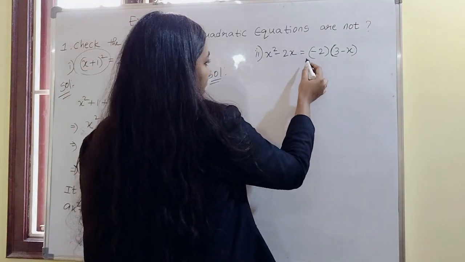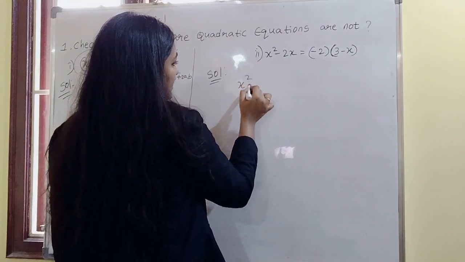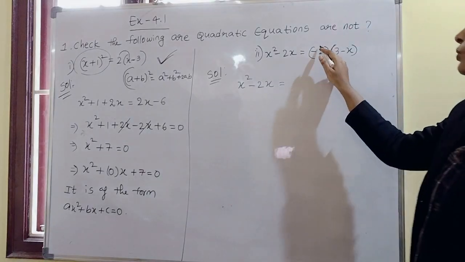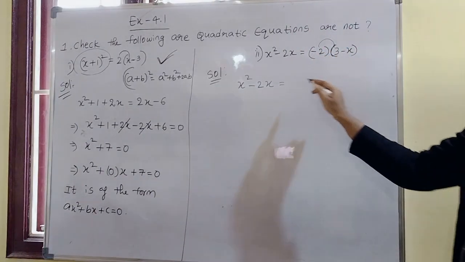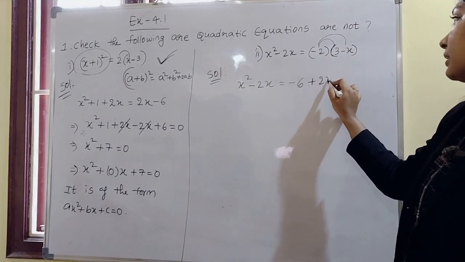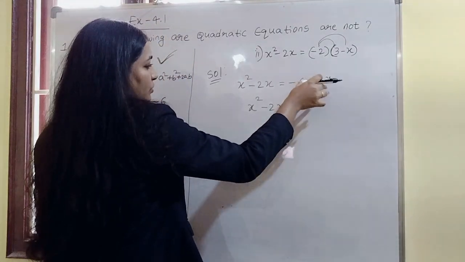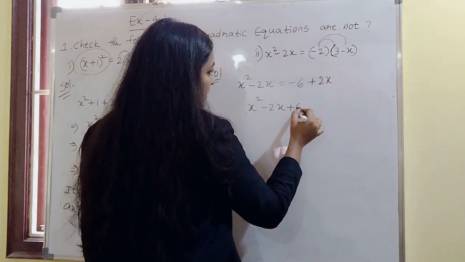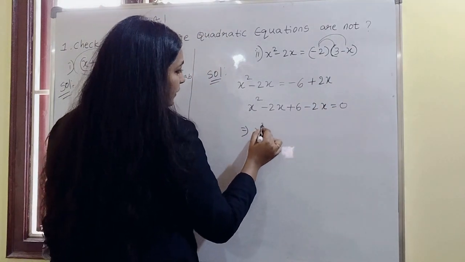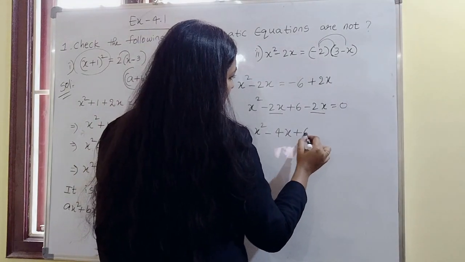x square minus 2x is equal to minus 2 into (3 minus x). So here you simplify: x square minus 2x is equal to, I multiply minus 2 by 3, so minus 6, and minus 2 into minus x, that is plus 2x. So x square minus 2x, I am sending these two terms to this side: minus 6 becomes plus 6, plus 2x becomes minus 2x, is equal to 0. And x square minus 2x minus 2x, minus 4x plus 6 is equal to 0.